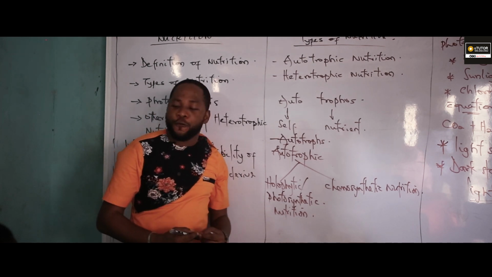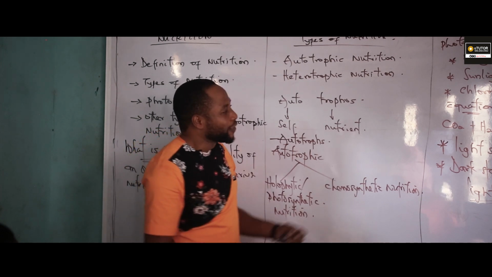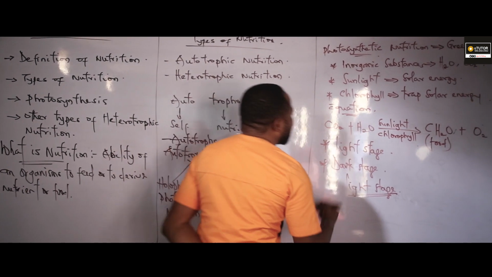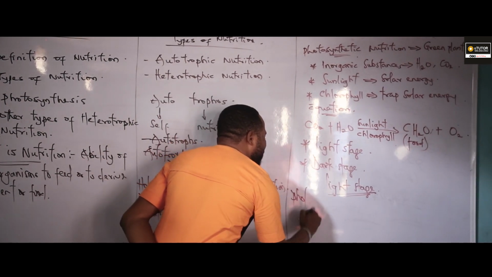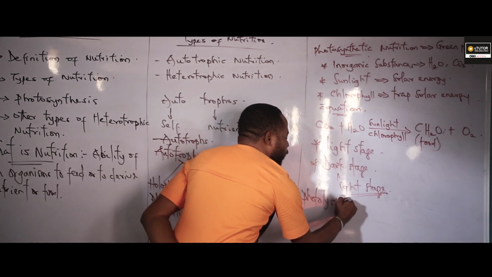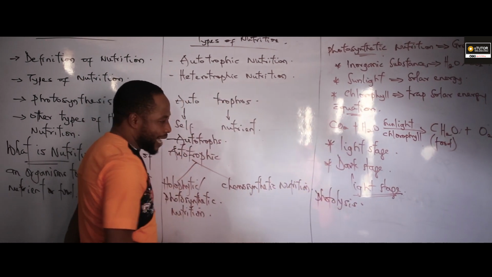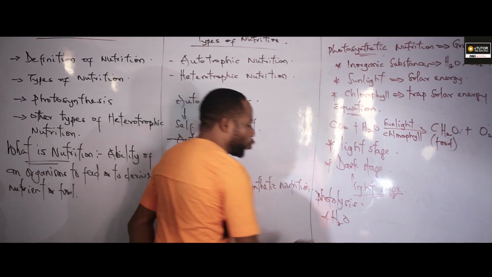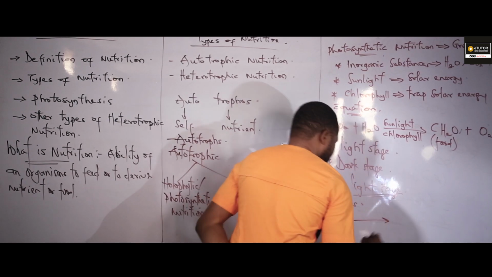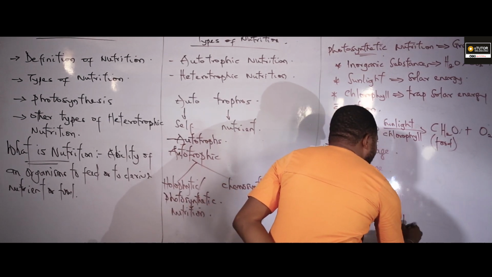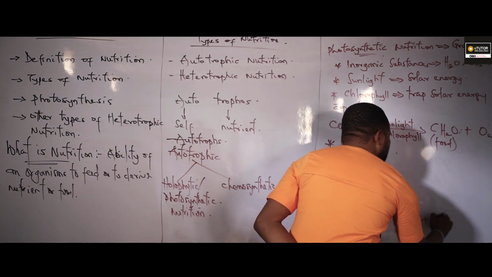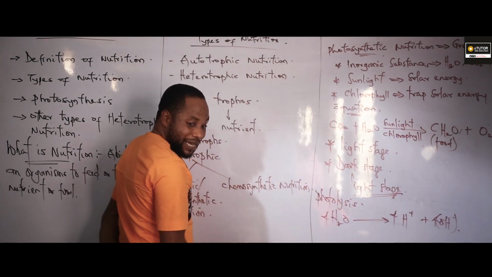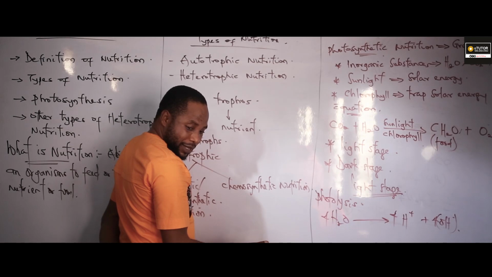It involves photolysis of water by solar energy. What is the meaning of photolysis of water? It means breaking down of water in the presence of energy. This is the reaction for it: 4 molecules of H2O are dissociated into 4 hydrogen ions plus 4 hydroxide ions. This occurs during the day. Do you understand that?